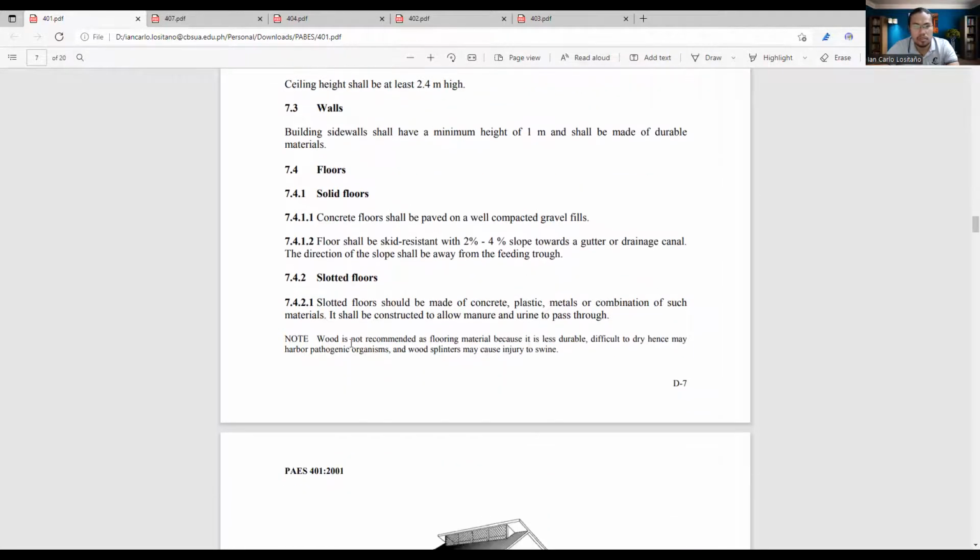For the floors, solid floors shall be concrete and paved on a well-compacted gravel fill. Floor shall be skid resistant with 2 to 4% slope towards a gutter or drainage canal. The direction of the slope shall be away from the feeding trough, meaning the feeding trough is where the feeds are placed for the growing of the swine. For the slotted floors, these are recommendatory to be made of concrete, plastic, metals, or any combinations.